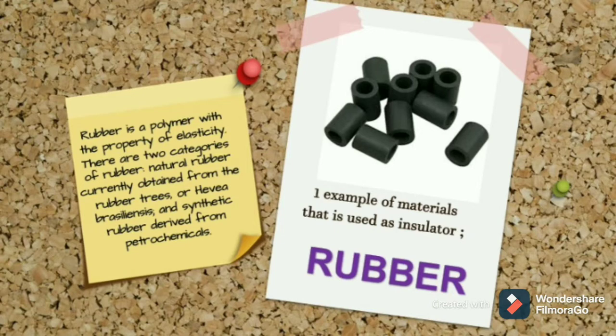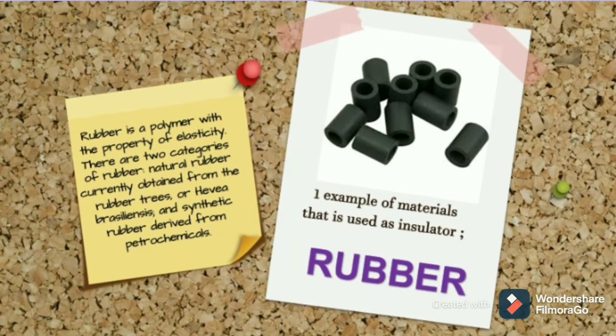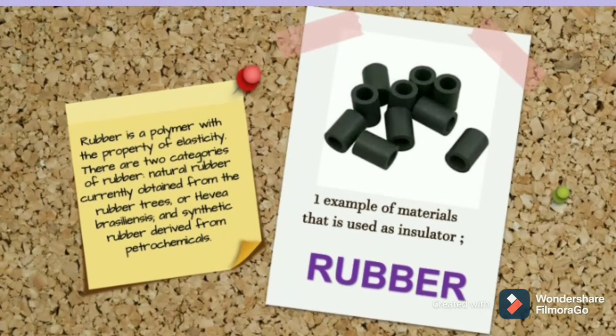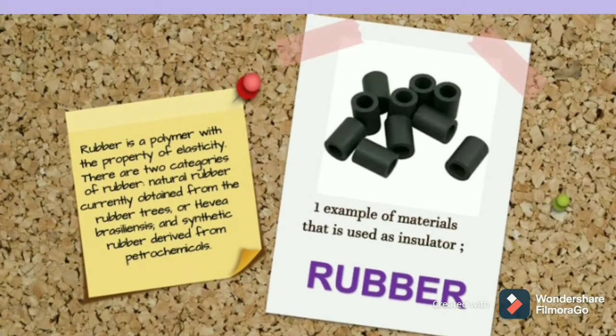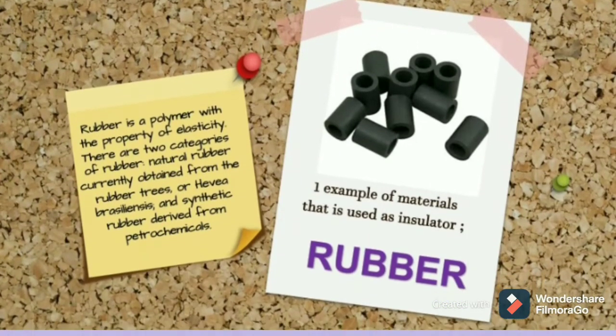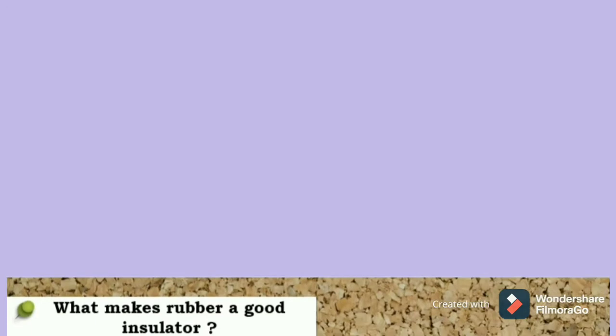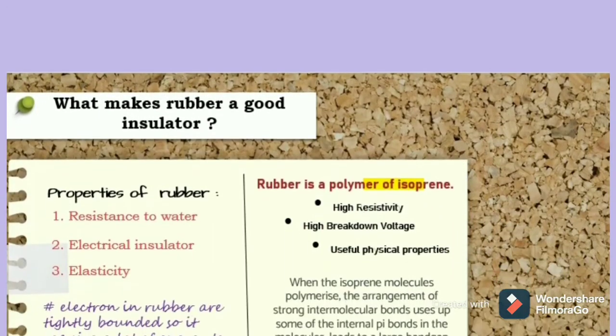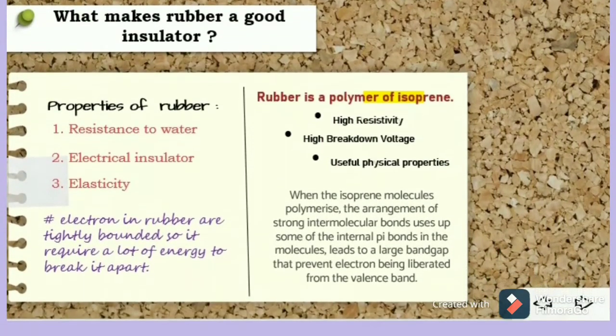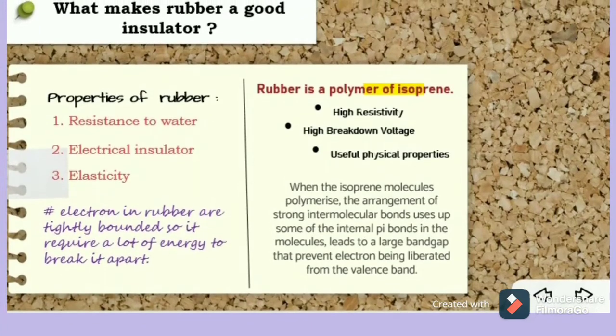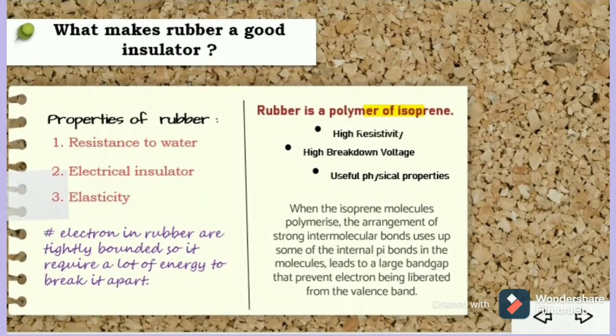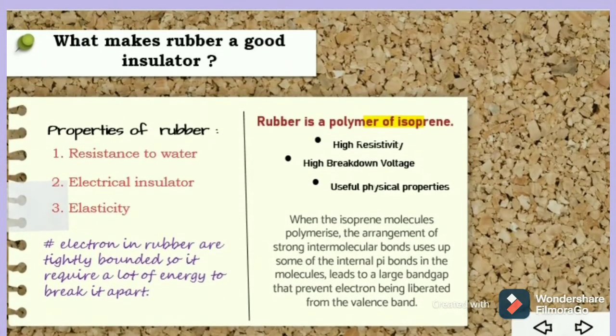There are two categories of rubber. The first one is natural rubber, currently obtained from the rubber tree or Hevea brasiliensis. And second is synthetic rubber derived from petrochemicals. What makes rubber a good insulator? So, the properties of rubber are resistance to water, electrical insulation, and elasticity.